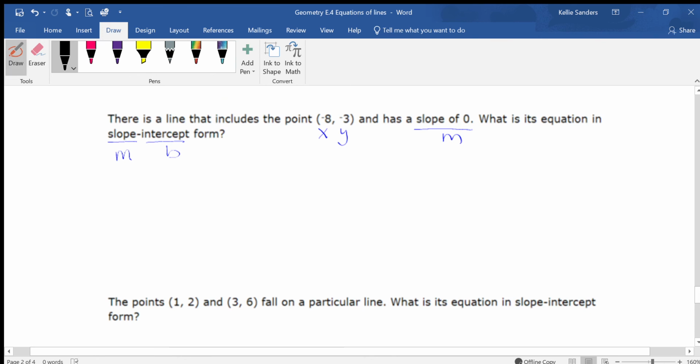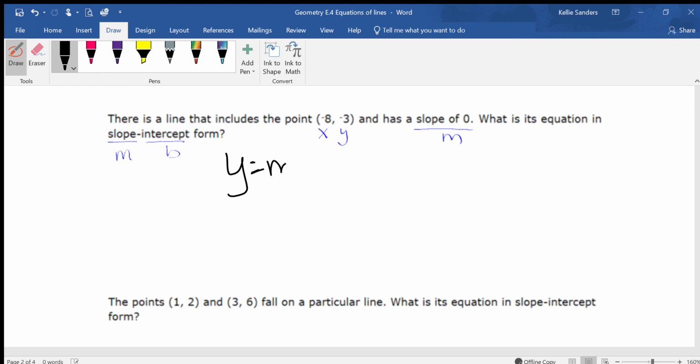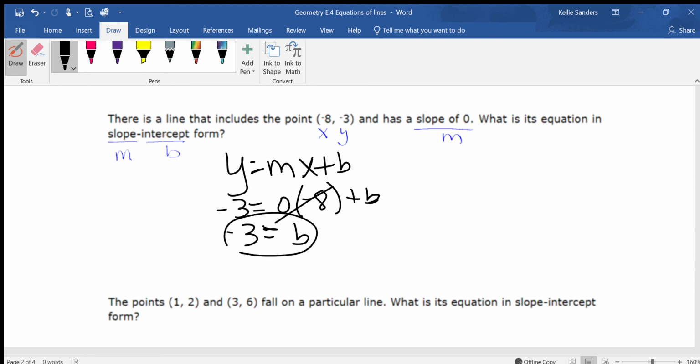There is a line that includes the points negative 8 and negative 3 and has a slope of 0. What's the equation in slope-intercept form? Okay, I'll do this one the other way. I know they gave us a point and a slope, but just to be sure that you understand how you can do it this way too. So what's our y? Negative 3. What's our m? 0. What's our x? Negative 8. And we don't know b. We're going to multiply the 0 and the negative 8, which basically makes it 0, so it cancels out. So we're left with b. So now we have b, and we have our slope of 0.